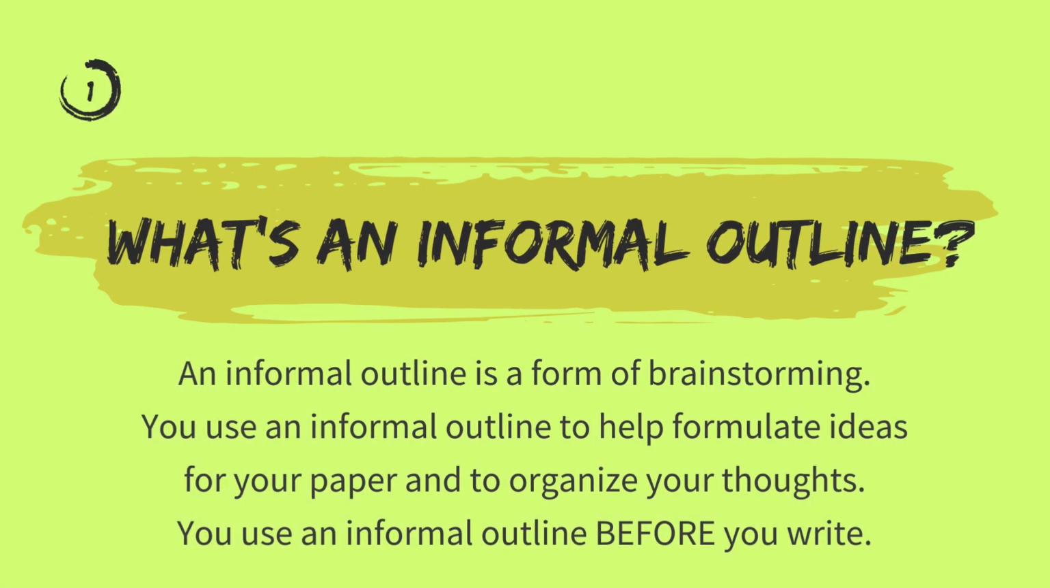So number one, informal. What is an informal outline? An informal outline is essentially brainstorming. You use an informal outline to help you get all your ideas together, figure out what it is you're writing about, the different parts of the paper, the different parts of the topic that you're going to look at. So an informal outline helps you formulate the ideas of your paper and organize your thoughts. And this is what we use before we write. So this is the type of outline we use before.